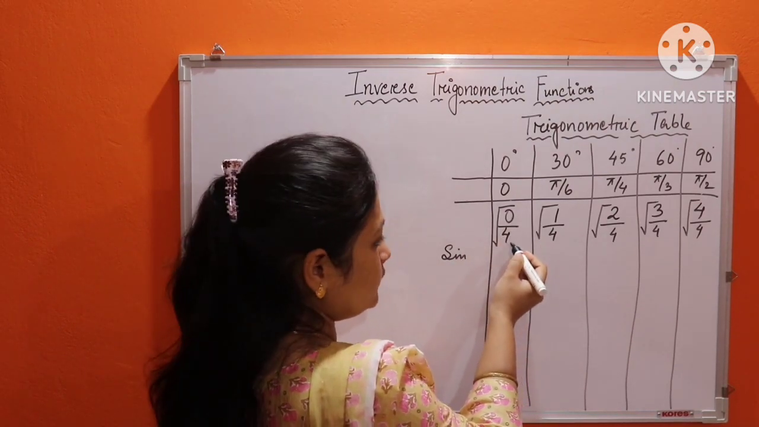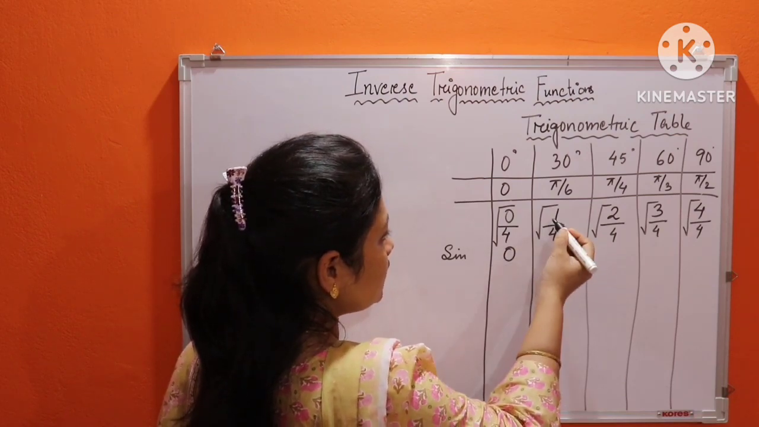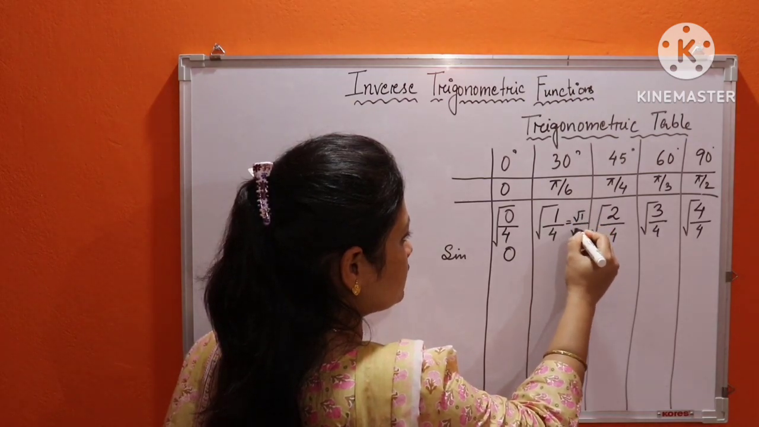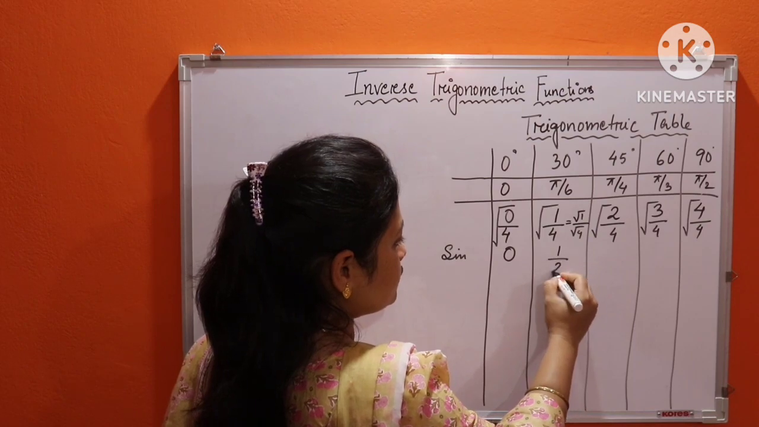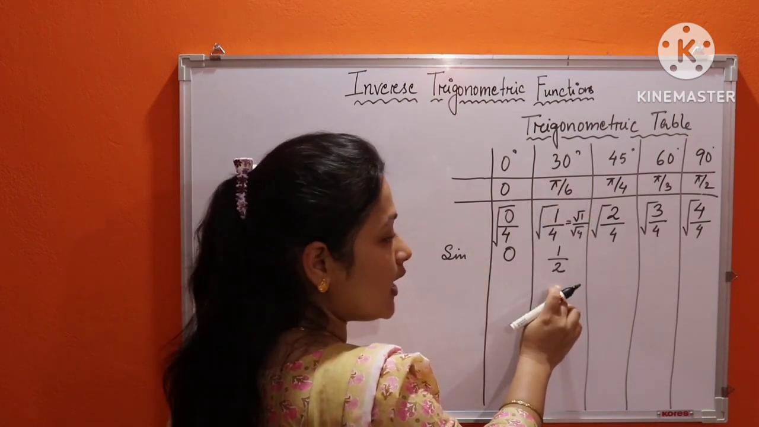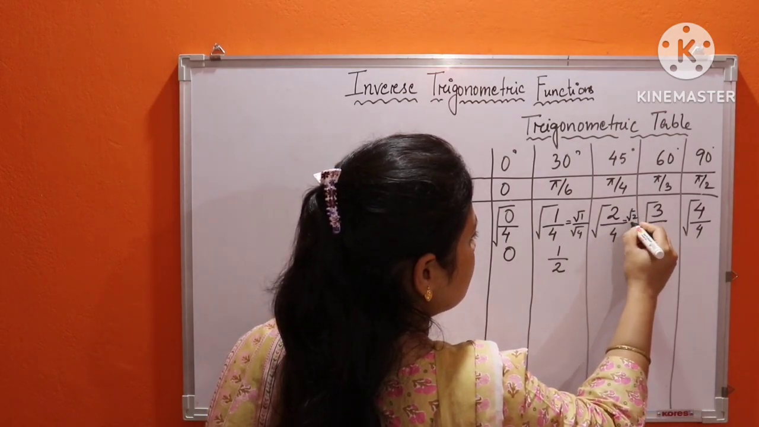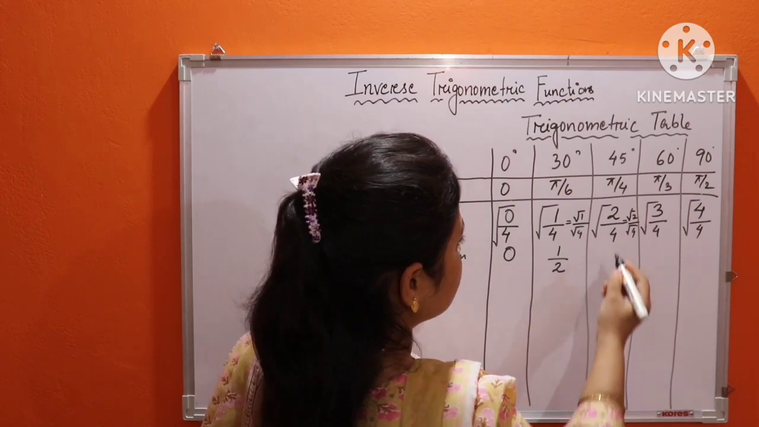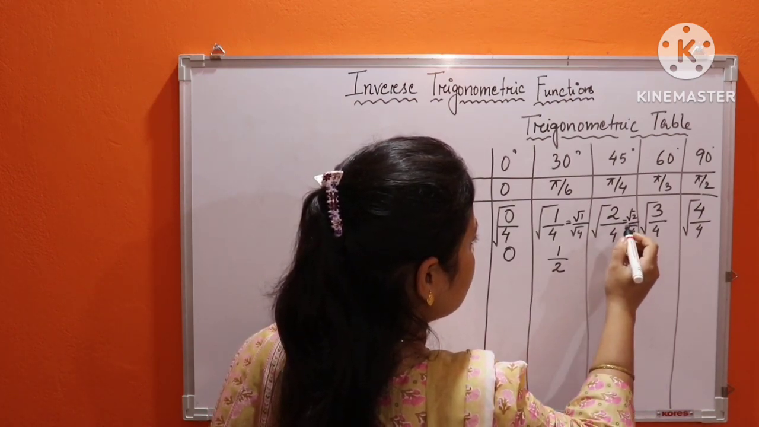Sine 0 by 4, root over 0 by 4 will be 0. Root over 1 by 4, I can write it as root over 1 by root over 4. Root over 1 is equal to 1, root over 4 is equal to 2. That means sine 30 is equal to half. Similarly here, root 2 by root 4.